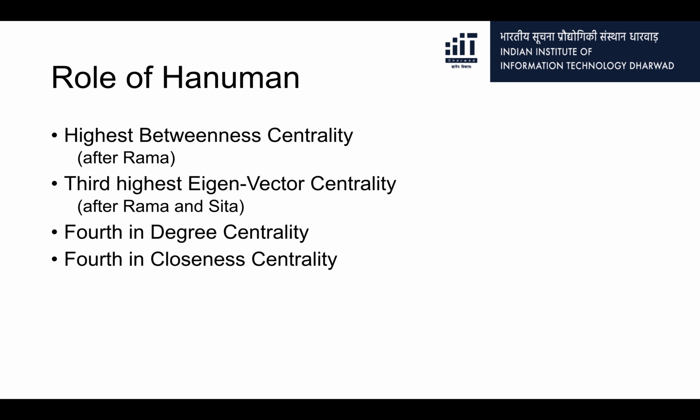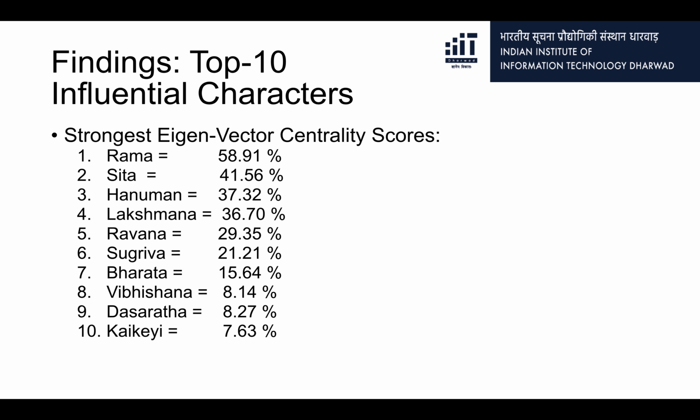If you now look at the top 10 influential characters in the story in terms of eigenvector centrality, you see Rama, Sita, Hanuman, Lakshmana, Ravana, Sugriva, and then some of the other important ones come up. Vibhishana is the 8th most influential, Dasharatha is 9th, Kaikeyi is 10th. So, all of the influential characters do come up.